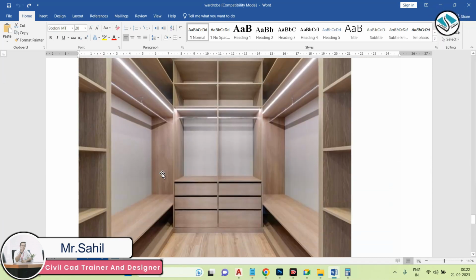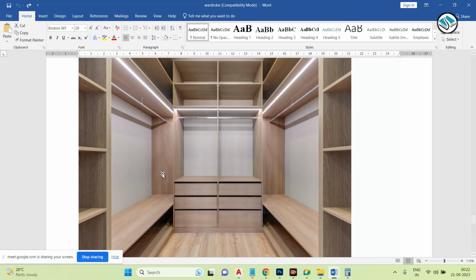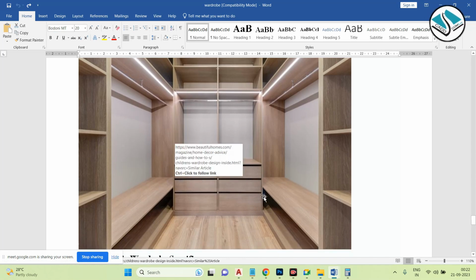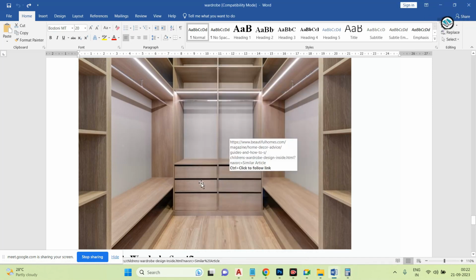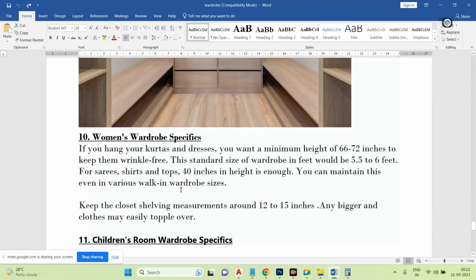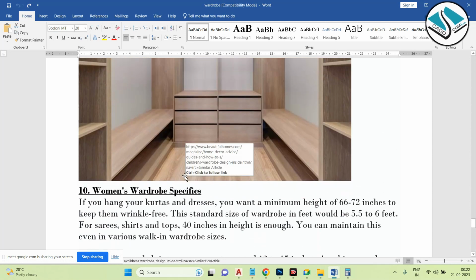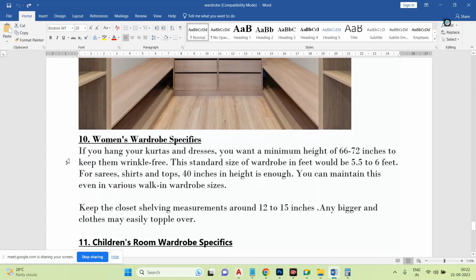Here you can see the example. 60 centimeter depth, and drawer depth is around 17, approx 20 centimeter. Right? Yeah. And the woman wardrobe specifications is, if you are having anything, for example kurtas and dresses, you want a minimum.